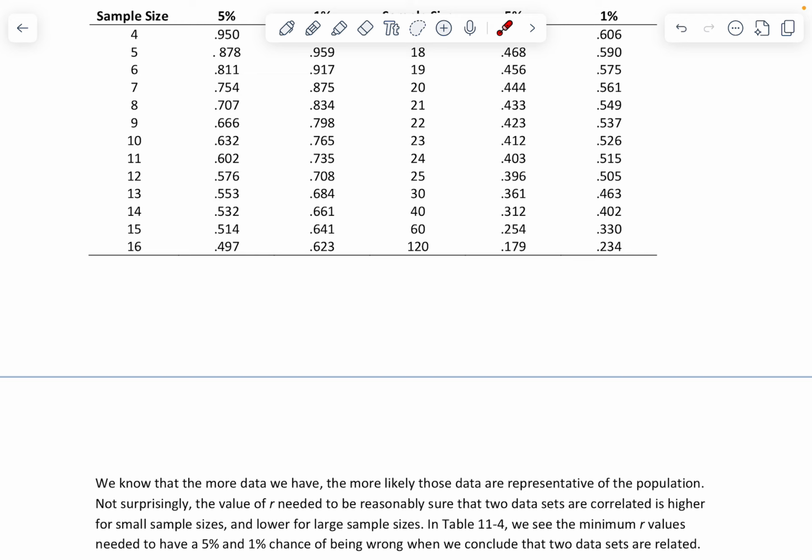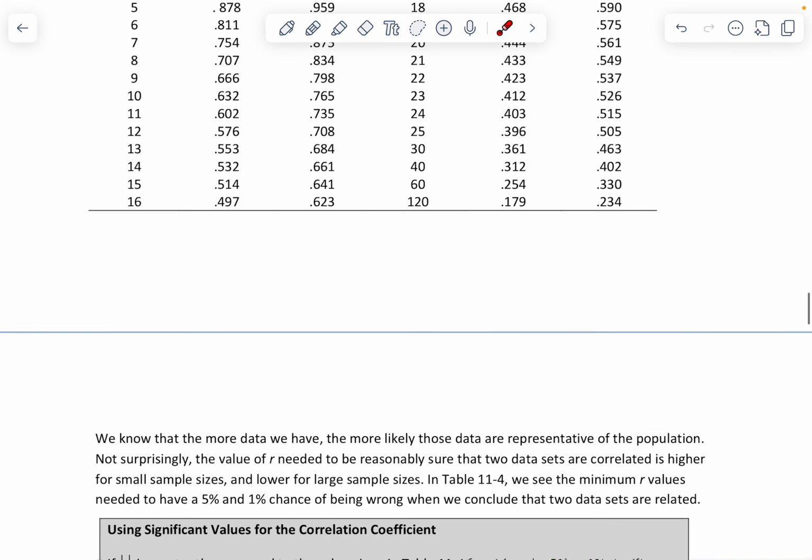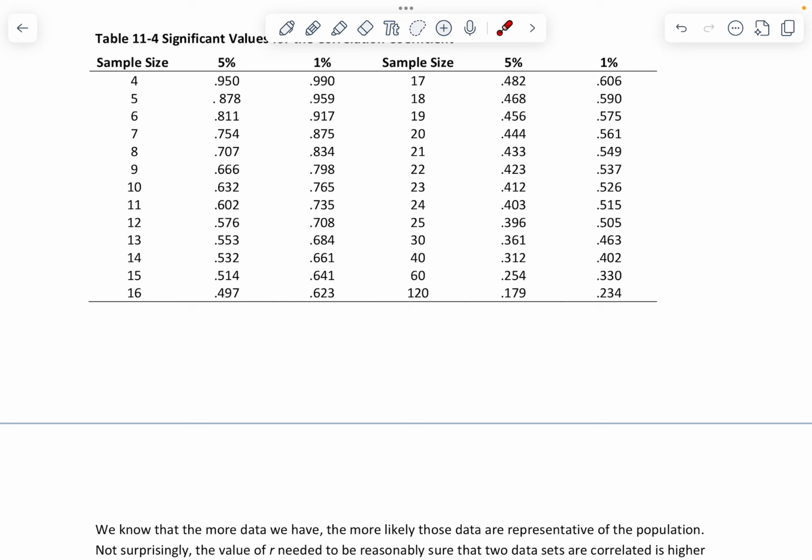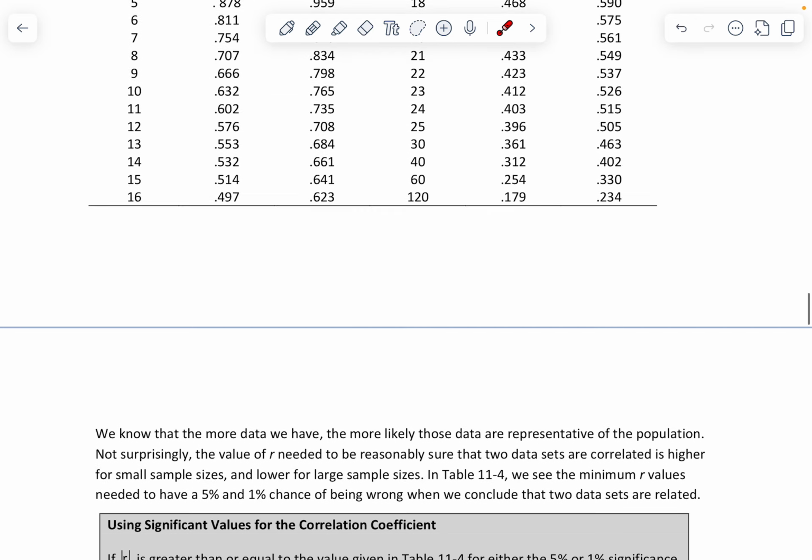In Table 11.4, we see the minimum r values needed to have a 5% and 1% chance of being wrong when we conclude that two data sets are related. Okay? So basically, if you have a sample size of 10, like in our example, and we want only a 5% chance of being wrong, then you would need a correlation coefficient of at least 0.632. Okay. If you want an even higher level of precision, maybe only a 1% chance of being wrong about there being a correlation, we'd need a correlation coefficient of at least 0.765, and so on. Okay. So that's how this table works.